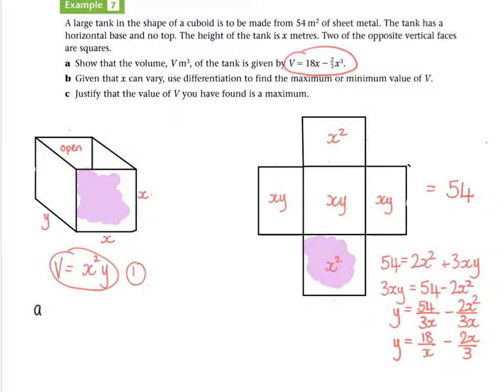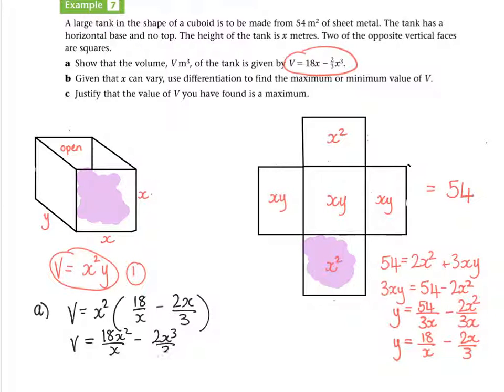So for part A then, v is equal to x squared, and y is 18 over x minus 2x over 3. If we multiply that out, we get 18x squared over x minus 2x cubed over 3, and that simplifies fully to 18x minus 2/3 x cubed, which was in part A, so I can say QED, I've managed to show it.